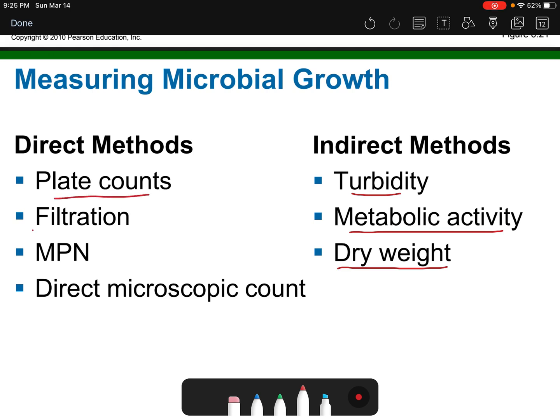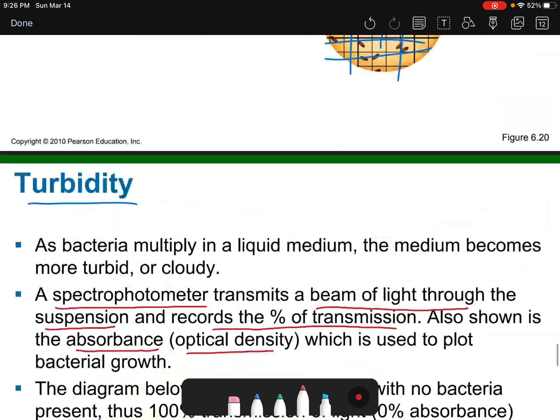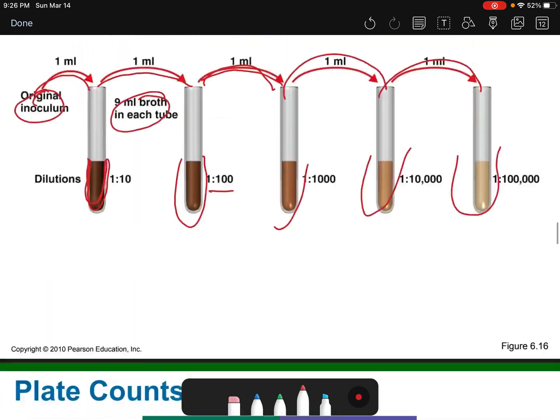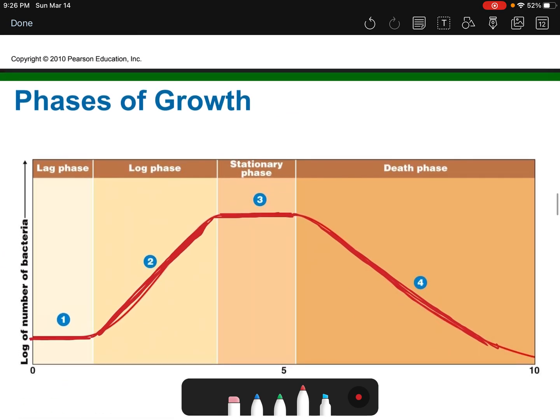Again, the plate counts, filtration, most probable number, and direct microscopic count are all direct methods. Turbidity, metabolic activity, dry weight are all indirect methods. We're not actually counting the microbes, but looking at other results to kind of let us know how much they've divided. So that's where you measure microbes. And again, make sure you know these phases of growth and what's happening at each stage.